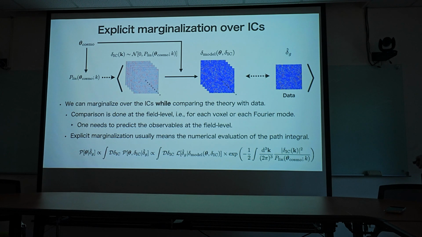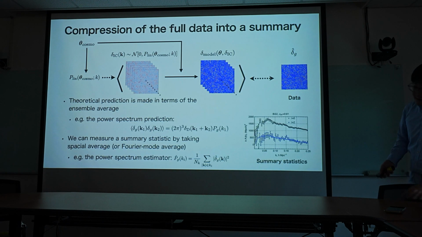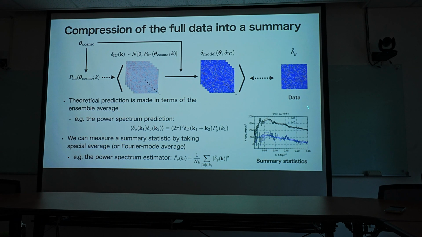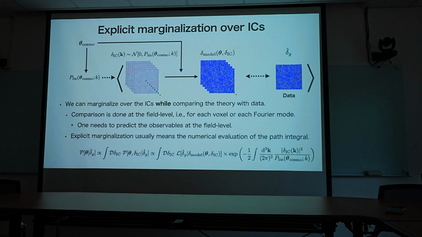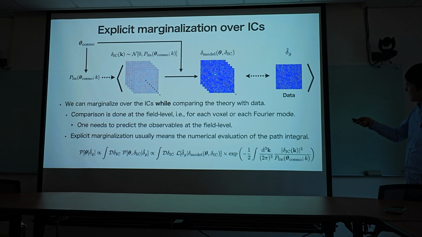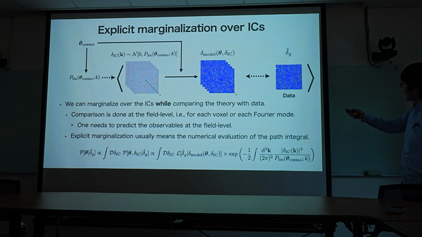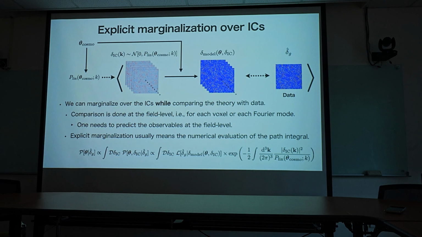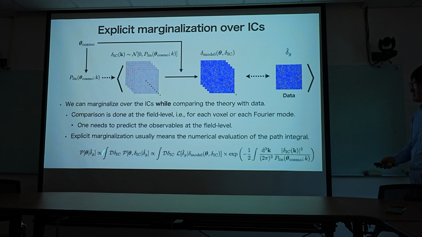Field level inference also has to do the marginalization over the initial condition, but in a different way. In the previous case, we took the ensemble average before comparing to the data. But in the so-called field level inference, it tries to marginalize over the initial condition while comparing the theoretical prediction and the data. Which means we write down a likelihood between this map and this map. We have to have a theoretical prediction at the map or field level, and compare each voxel or each Fourier mode to get a cosmological constraint. And this means we have to evaluate this high-dimensional integral numerically.